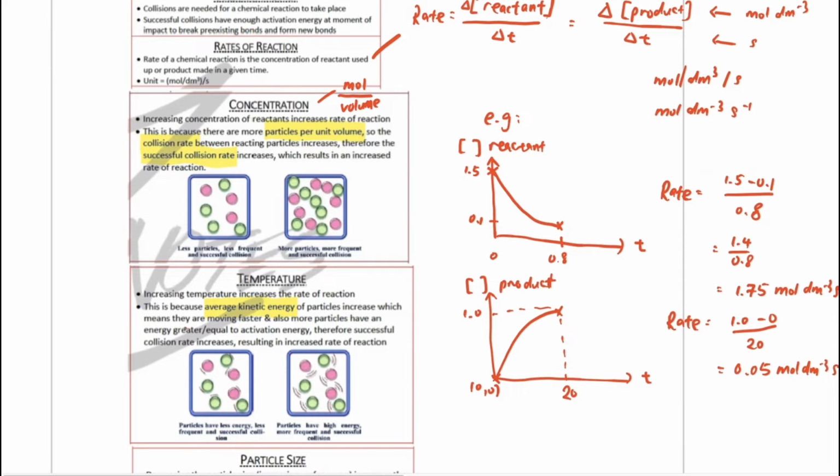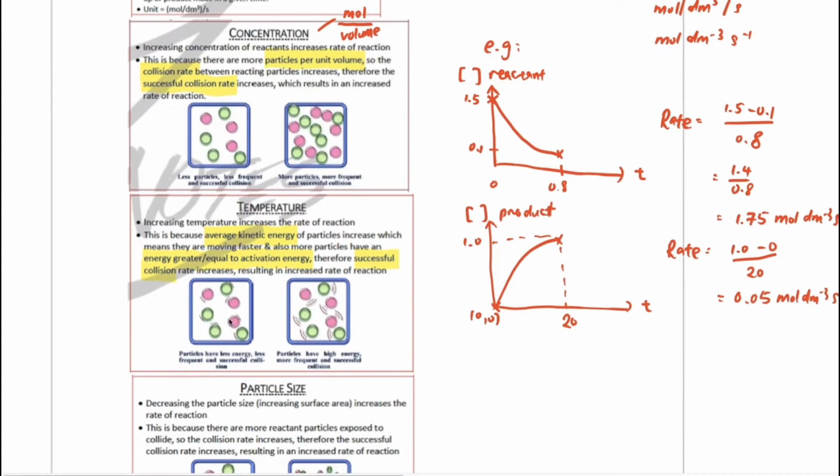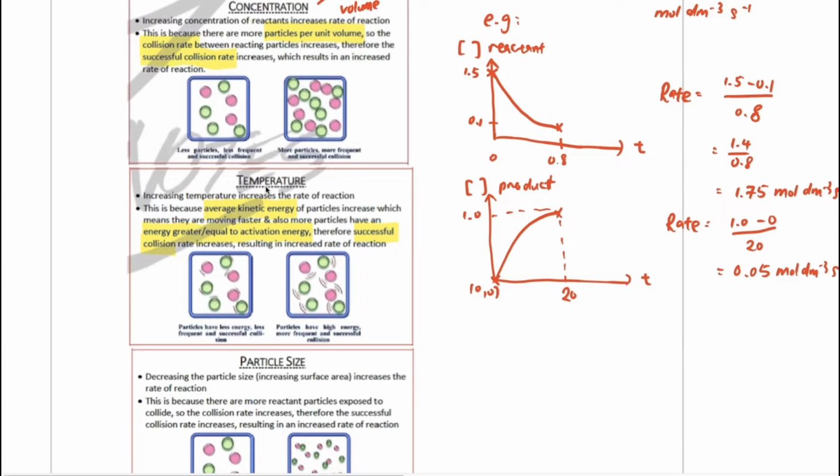And when you say they have more energy, you have to say the energy is more than or equal to the activation energy. Activation energy is required to form products. Then you can say successful collision rate increases, resulting in an increased rate of reaction. So the important words are average kinetic energy, then energy greater than or equal to activation energy, then successful collision. Here, the particles move slower. Here, the particles move faster. When they move faster, they have more energy, and it will result in a higher successful collision rate. So the conclusion is, when the temperature is higher, the rate is higher.